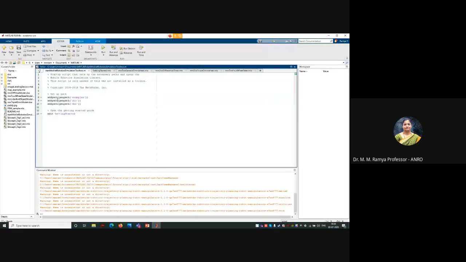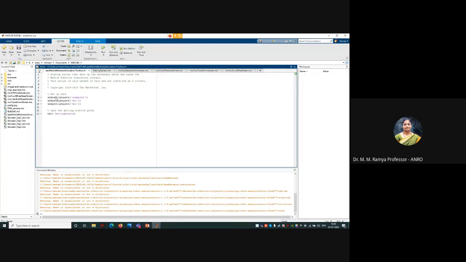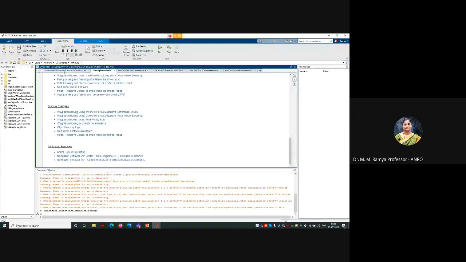This is the first file that you're supposed to execute when you download this toolbox. Why? Because they have all the functions and all the examples available in different folders. As I showed you here, the examples are available here, and the source codes are available here. All these Simulink models are pre-built, available for you to even add a few sensors that we use very frequently in a robot. So what we have to do is just run this particular mobile robotics simulation toolbox.